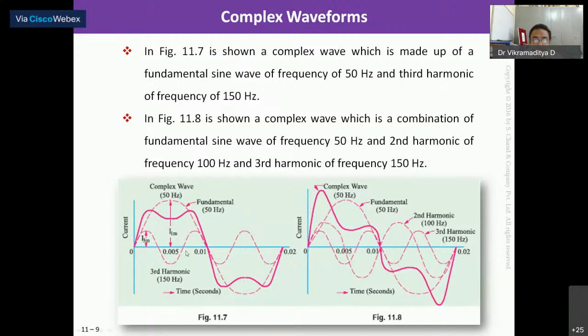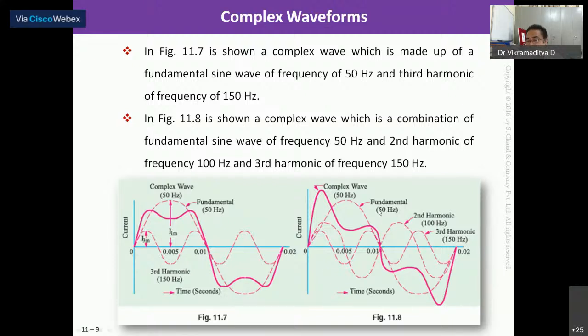Now its multiple is also present. Multiple means, say, 3 times the fundamental 50 hertz. So 3 times the fundamental is 150 hertz. So the fundamental waveform is also present, so the overall waveform will be an AC waveform, but it will be in distorted form.